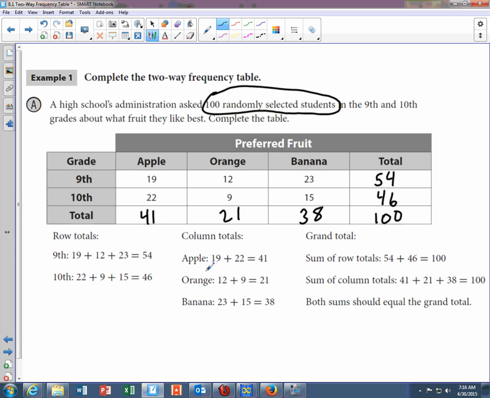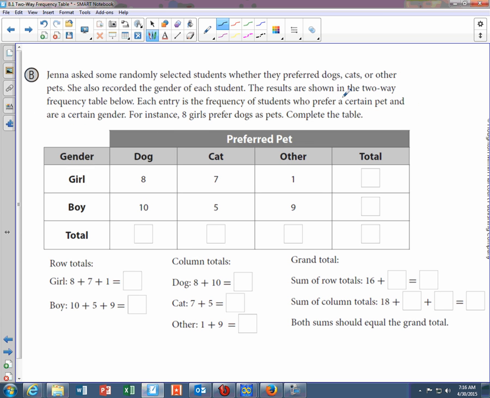Okay. So let's take a look at another table where they haven't quite filled everything out for you. We have this table right here. Jenna asked some randomly selected students whether they preferred dogs, cats, or other pets. She also recorded the gender of each student. The results are shown in the two-way frequency table below. Each entry is the frequency of students who prefer a certain pet and are a certain gender. For instance, 8 girls prefer dogs as pets. Complete the table.